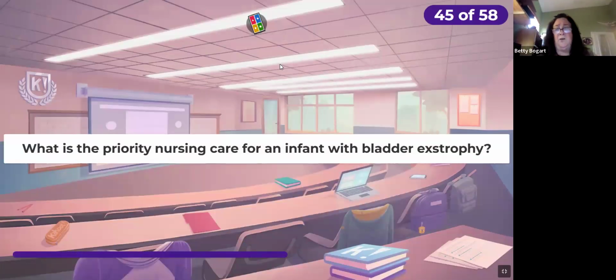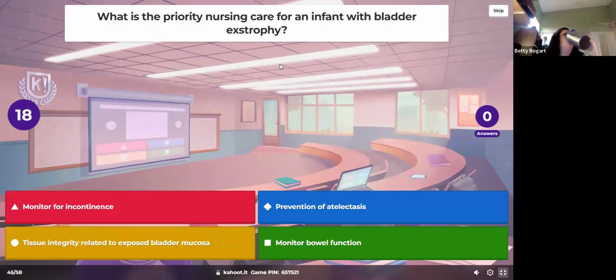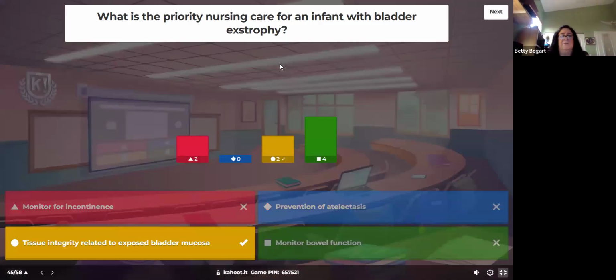What is the priority nursing care for an infant with bladder exstrophy? Remember, the bladder still works. It still comes out the normal place, but it's just the bladder sitting up there outside of the body. And our big thing is to maintain tissue integrity. I mean, babies are incontinent, per se. They don't hold their urine, so that wouldn't be the answer. But again, maintaining skin integrity, preventing infection.